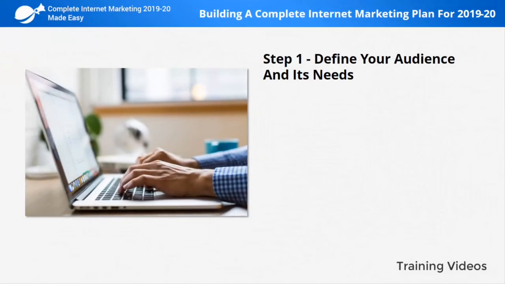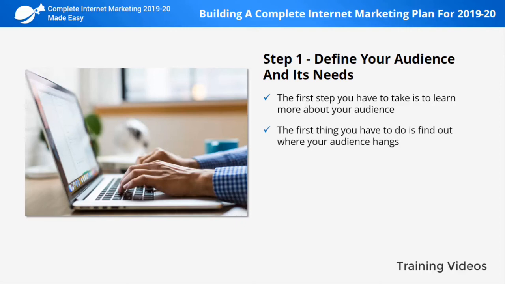Step number 1. Define your audience and its needs. The first step you have to take is to learn more about your audience. Knowing your audience well is what will let you target the type of internet user that is more likely to become a customer for your business. The first thing you have to do is find out where your audience hangs. Start by doing a keyword research on Google using niche keywords, product keywords, and search terms. Then take note of the top places in search results. It might be forums, blogs, or e-commerce sites.